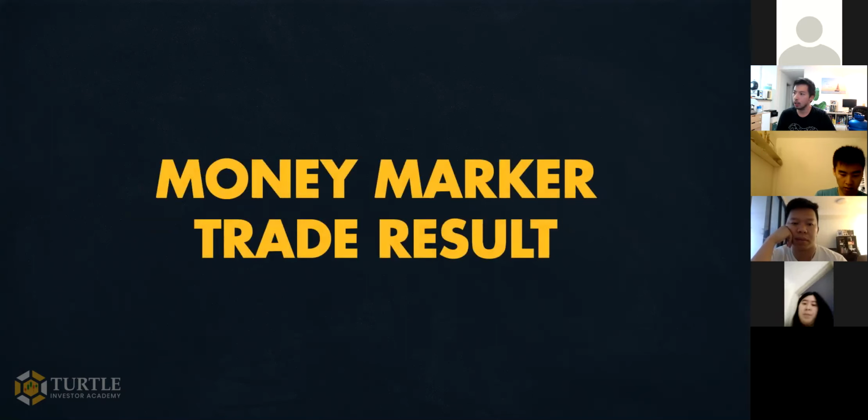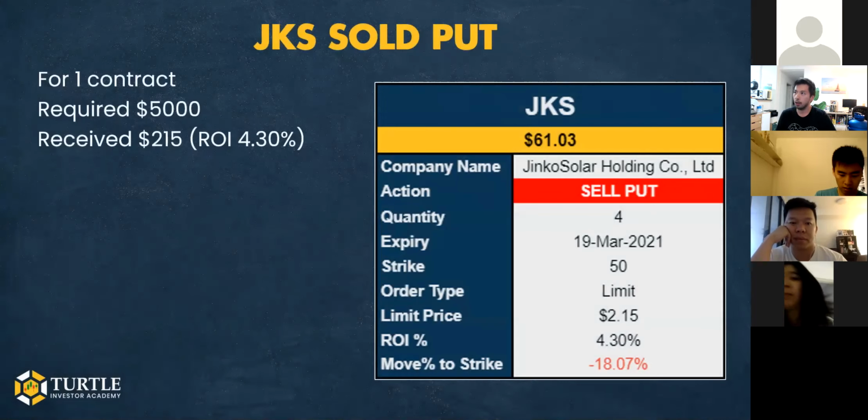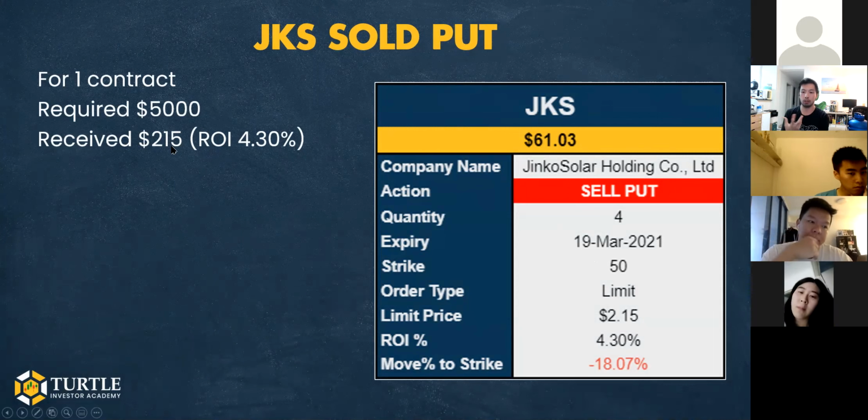Let's move on. I'm going to share our moneymaker trade results. In the last webinar, I presented one trade idea, Jinko Solar, where we sold a put for one contract, which requires $5,000. Remember, we sold the $50 put, and it's going to expire tomorrow, the 19th of March. When we did this contract, we received $215 for that one contract, which represents an ROI of 4.3%. So for 5 to 10 minutes of work, you receive that ROI of 4.3%.